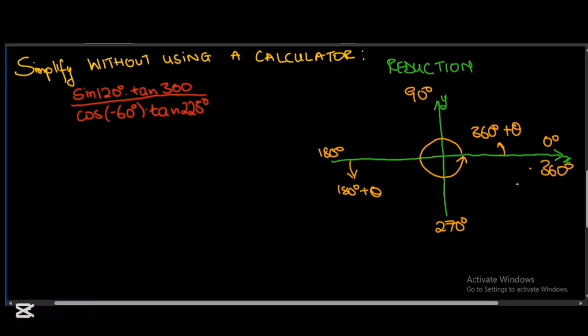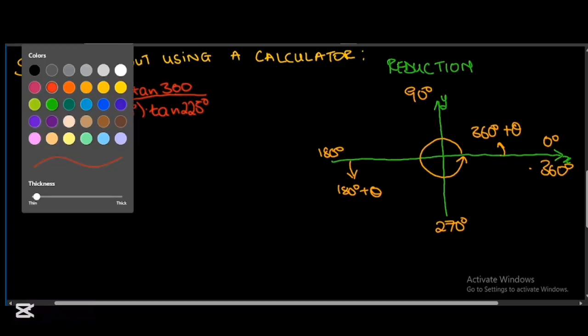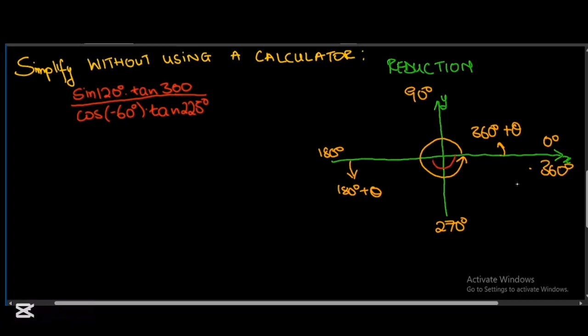Now let's consider moving the other direction. From 180 degrees going this direction, it's 180 degrees minus theta, because the angles are decreasing now. We're moving against the increment of the angles. So we have 180 degrees minus theta, and from 360 going clockwise, we have 360 degrees minus theta.